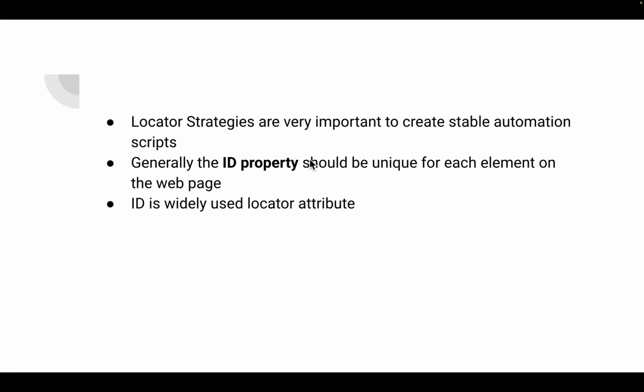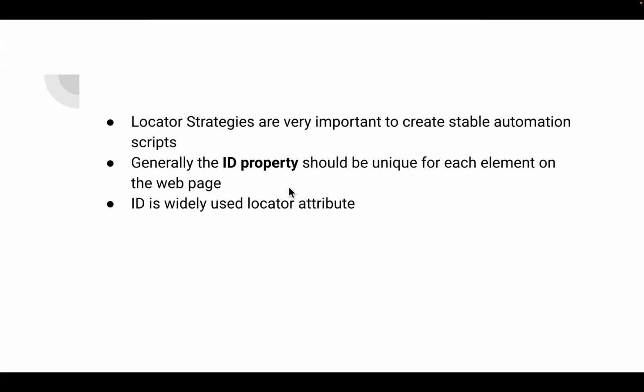Locator strategies are very important to create stable automation test scripts and also produce consistent test results. In general, the ID property should be able to identify the web elements uniquely. ID is a widely used locator attribute, since most of the time we should be able to identify a web element uniquely using ID. So if ID is there, we mostly use ID to identify the web element.